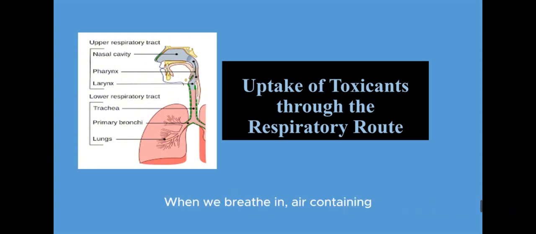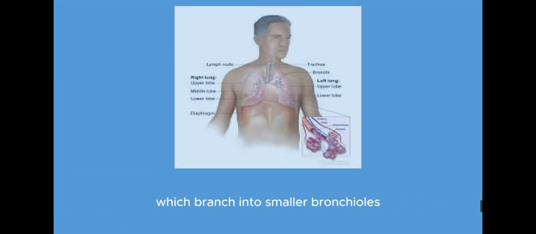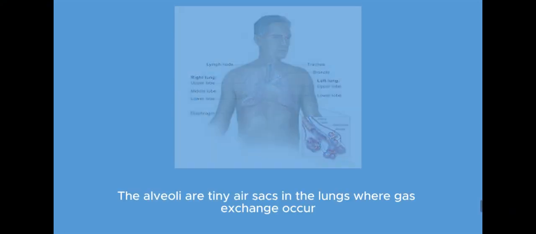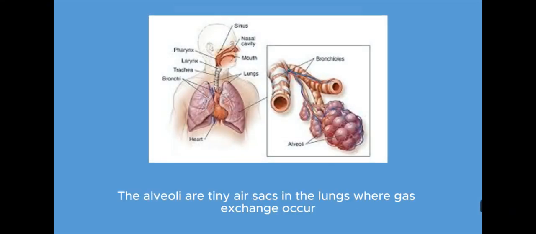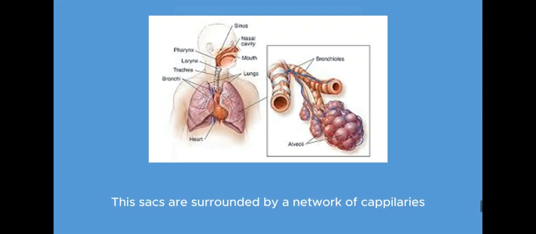When we breathe in, air containing toxicant enters the respiratory system through the nose or mouth, passing down the trachea and into the bronchi, which branch into smaller bronchioles and finally reach the alveoli. The alveoli are tiny air sacs in the lung where gas exchange occurs. These sacs are surrounded by a network of capillaries, which are very thin blood vessels. Here, oxygen from the air we breathe diffuses into the bloodstream, and carbon dioxide is expelled. Similarly, toxicants in the air can also diffuse across the alveolar wall and enter the bloodstream.